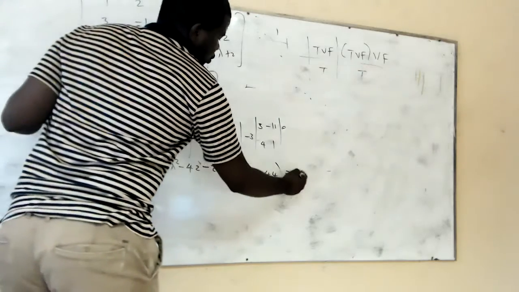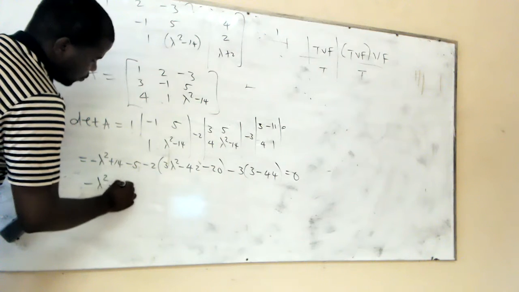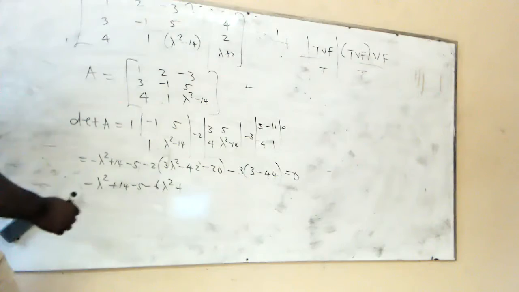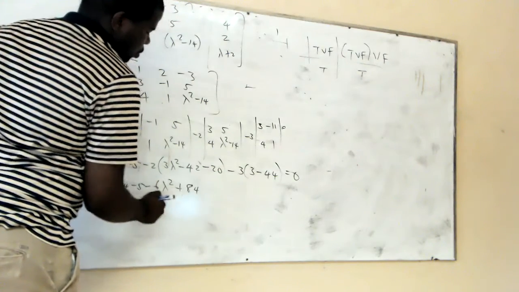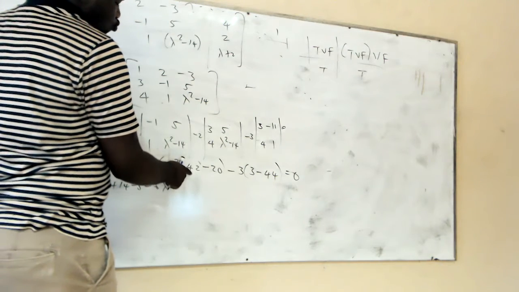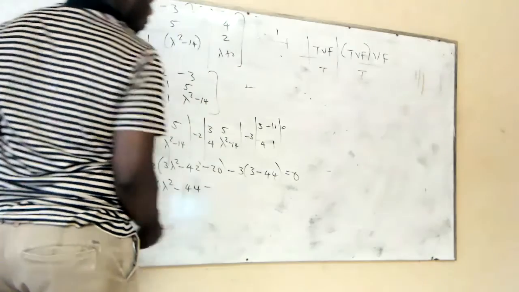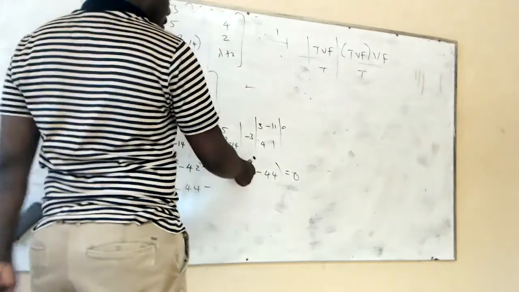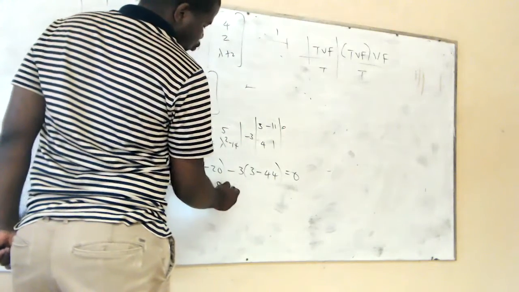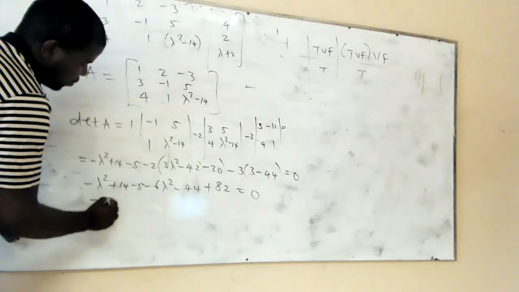For this to have no solution, it must be equal to 0. We simplify. Negative lambda squared plus 14 minus 5 minus 6 lambda squared plus 84. But let's just add together to simplify things. So this is 22. So it's negative 44 minus, and this is negative 41. So it's positive 82. So add like terms to give you negative 7 lambda squared.